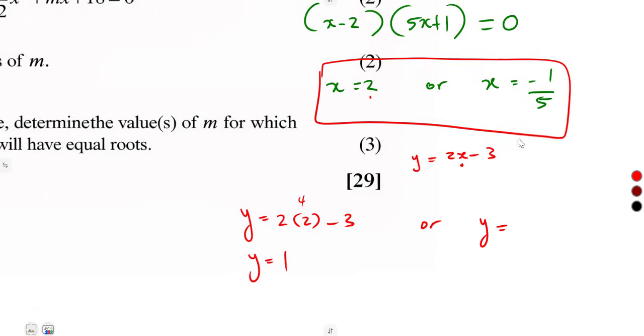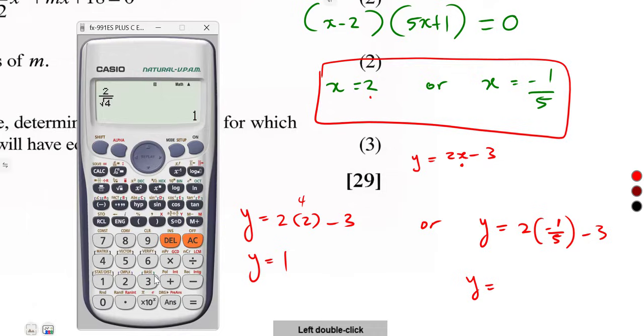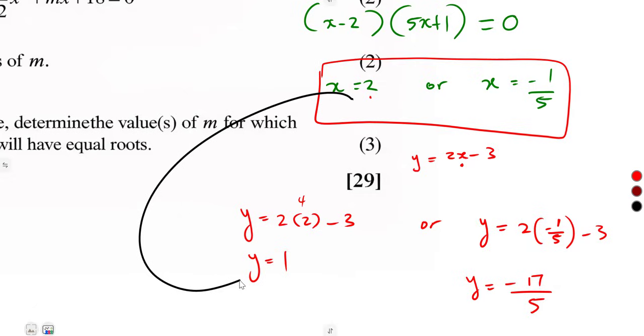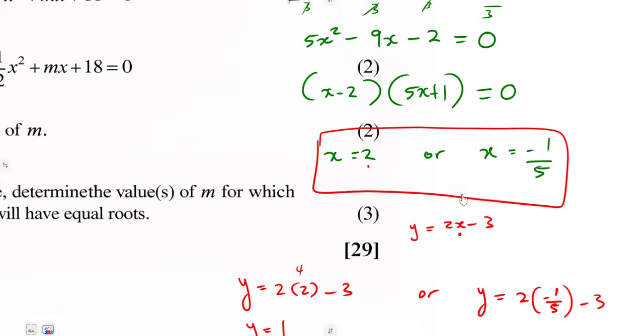Or y is equal to, in place of x, if our x is what? Negative 1 over 5, like this, minus 3. We're going to obtain the value of y just like that. 2 into negative 1 over 5. All right, then we're going to subtract 3. This is negative 17 over 5. Negative 17 over 5. So these are the values: when x is 2, y is equal to 1. When x is minus 1 over 5, y is equal to what? Negative 17 over 5. So different ways of answering these questions, guys.